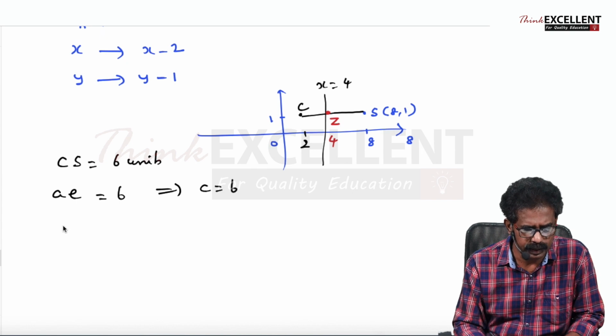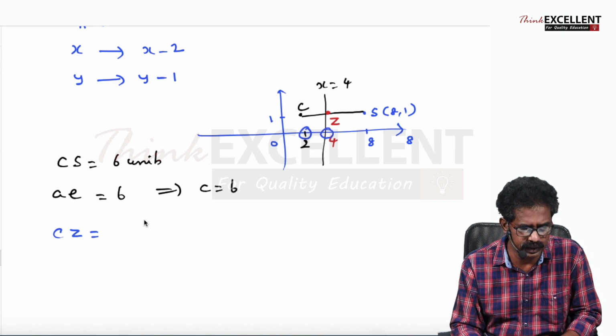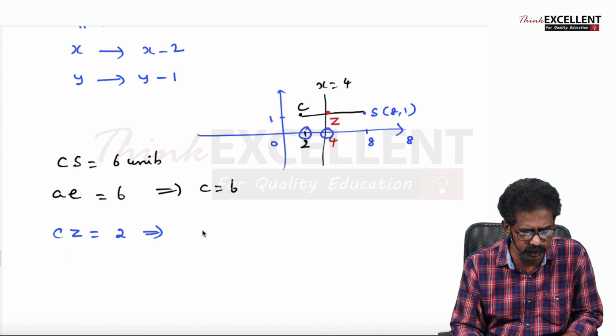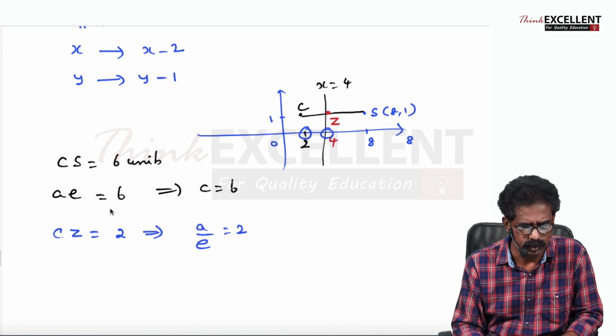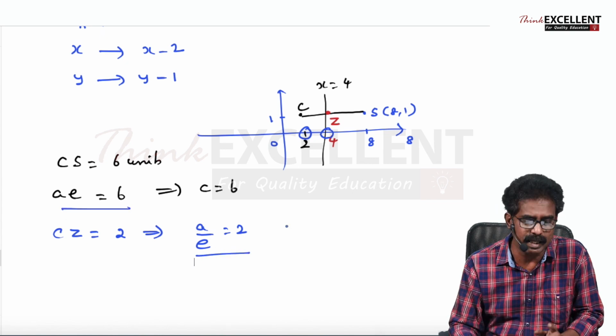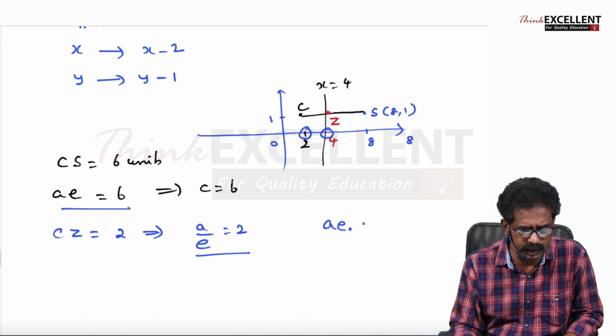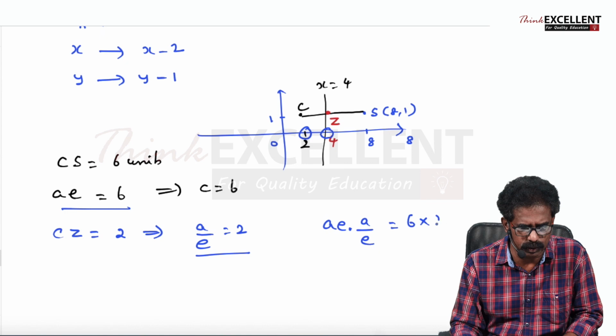So next we take CZ. What is CZ? C to Z. Here it is 2, here it is 4. So from 2 to 4, the distance is 2. CZ means, you know, it is A by E. So A by E is 2. So AE is 6 and A by E is equal to 2. You try to multiply that too. So AE into A by E, 6 into 2. Cancel E, so A square is equal to 12, right? A square value, got it.